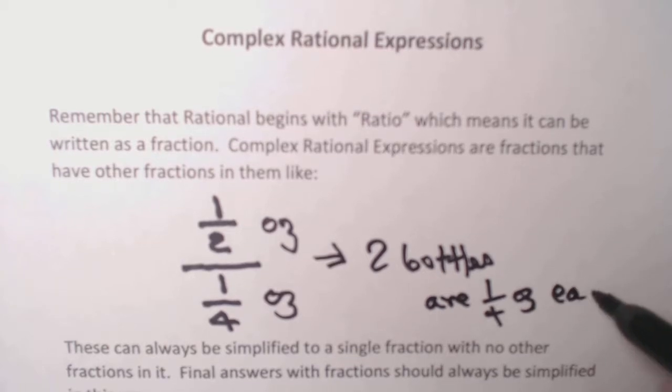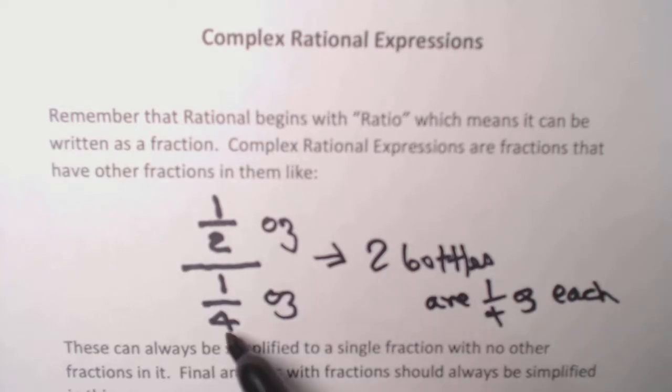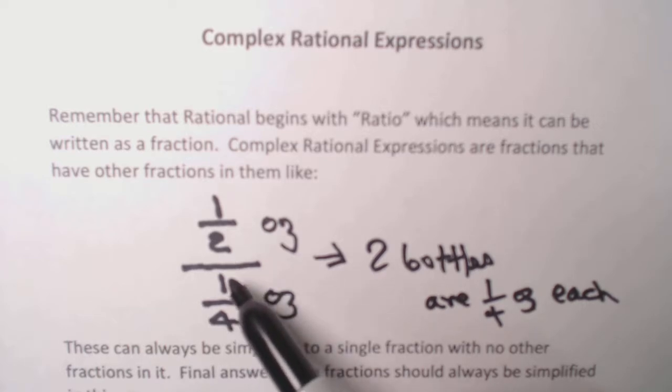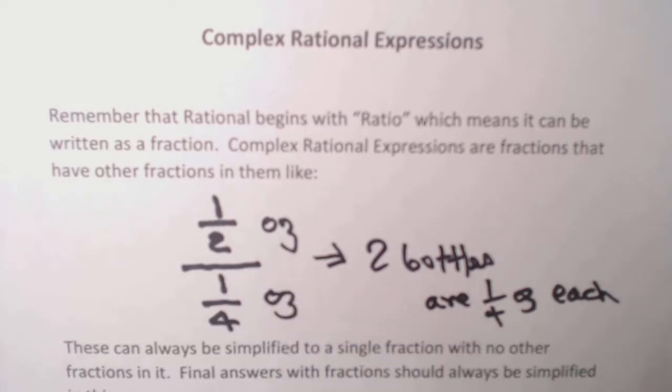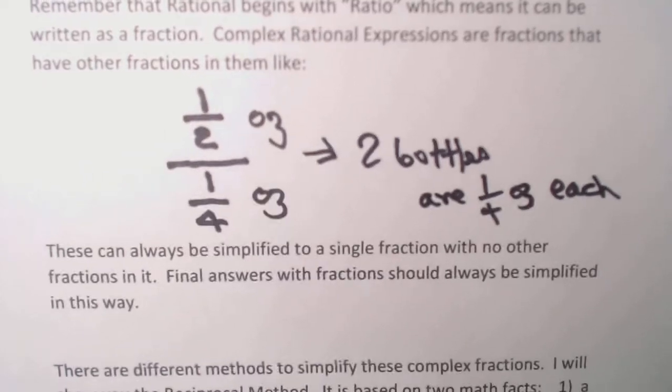Well, this is the same as we've talked about division in the past. You can think of division as just repeated subtraction. How many times this guy in the bottom can be subtracted from the top. And of course, we can subtract 1/4 from 1/2 twice. Well, here's the key. Any complex rational expression like this, a fraction that has other fractions, can always be simplified to a single fraction with no other fractions in it. Final answers with fractions should always be simplified in this way.